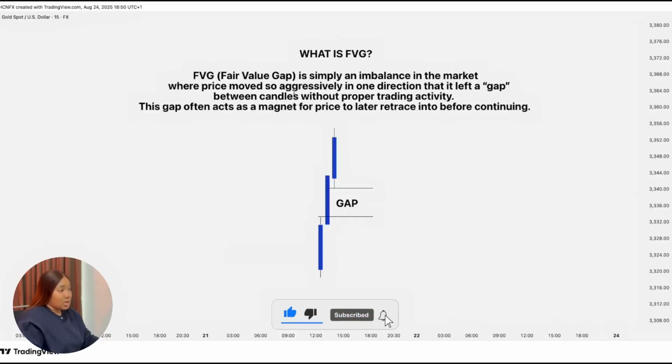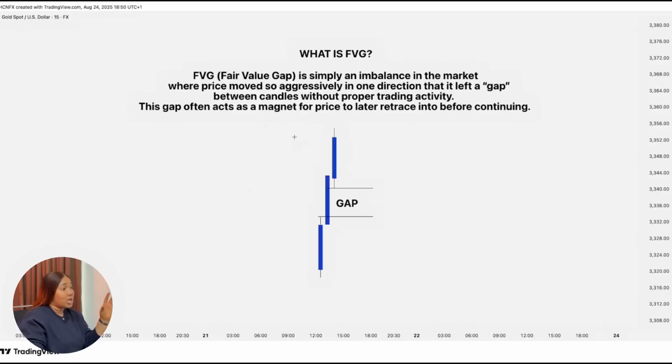What is fair value gap or FVG? So this simply means an imbalance in the market where price moved so aggressively in one direction that it left a gap between candles without proper trading activity. Now, this gap often acts as a magnet for price to later retrace into it before continuing. So these moves, it's more of a trend continuation entry. If you want to be catching smart entries with fair value gap, it happens when the market is moving aggressively and then there is a gap. Price will most likely come back, tap into that gap and keep pushing to the upside.